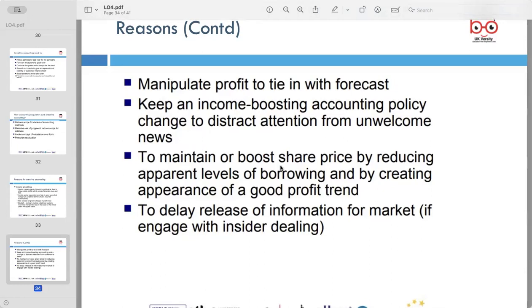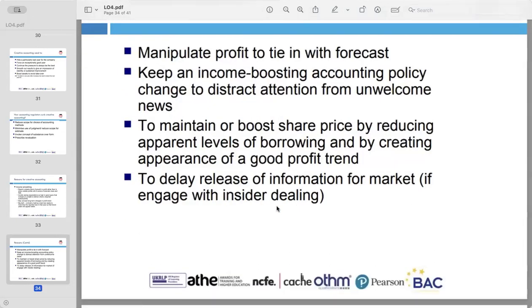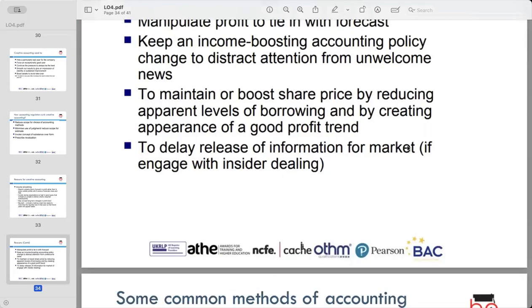development or news. Share price maintenance: manipulating profit can be aimed at maintaining and boosting share prices by creating the appearance of a positive profit trend and reducing apparent levels of borrowing. Delaying release of information to the market may be used to delay the release of information to the market, potentially allowing insiders to engage in illicit trading practices.